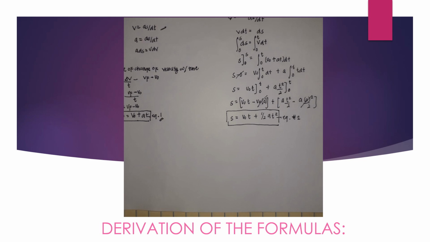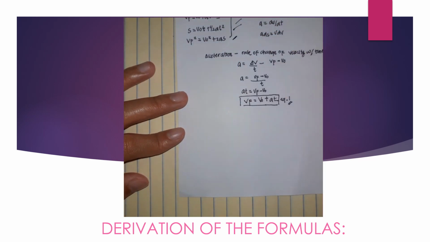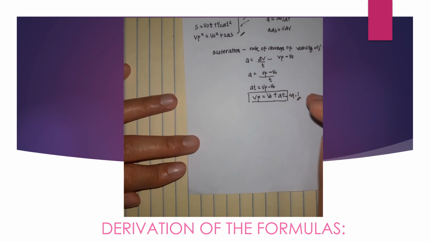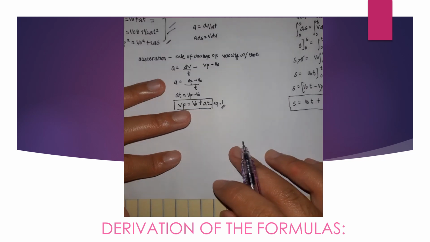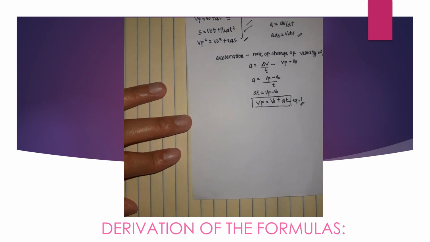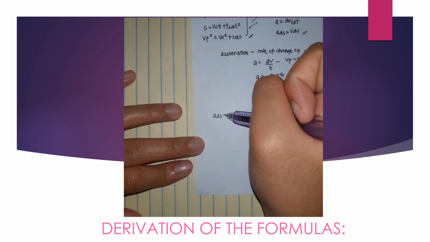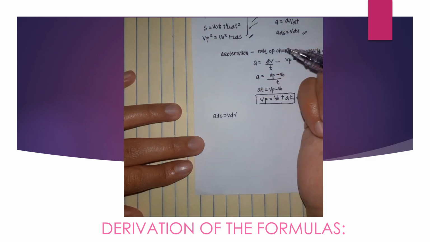Lastly, we're going to derive this formula. Using our variable acceleration formula, we have a ds equals v dv.